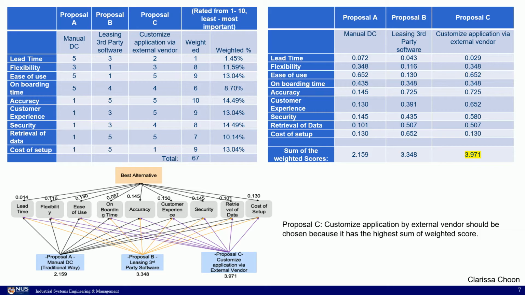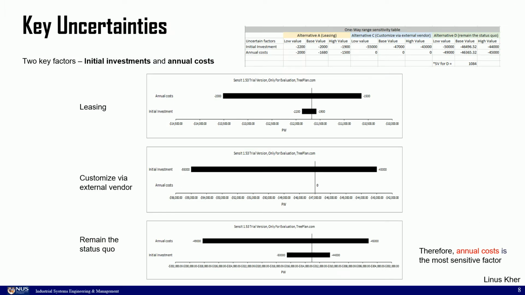After weighting the factors, we use the weighted score multiplied by each proposal's details that Santosh explained in the previous slide. Then we sum all the weighted scores. Since proposal C has the highest sum of weighted score, it is recommended to choose proposal C, which is to customize the application via external vendor. I'll now hand over to Tevin.